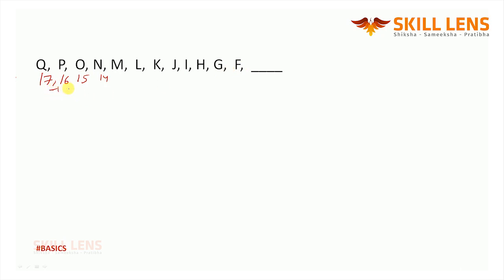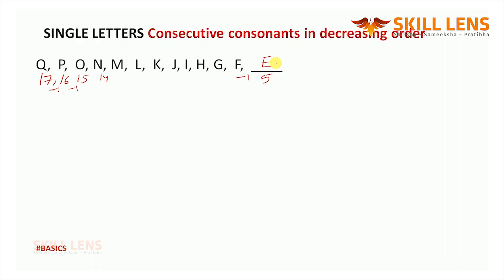Let's try to solve one more question. If you look here, 17th letter Q, then P is the 16th letter, 15th letter, 14th letter and so on, which is decreasing by 1 in every case. So F minus 1, which is what? Fifth letter. What is the fifth letter? E is going to be the fifth letter. Once you are done with this, your job is going to be a cakewalk. Hope everybody understood this. So I can say this is single letters, consecutive, constant, in decreasing order. There is a constant decrease. Hope everybody understood this particular series.